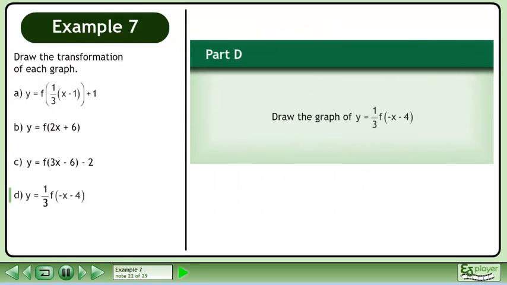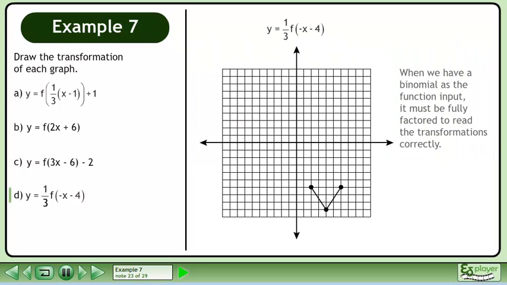In part D, we'll draw the graph of y equals 1 over 3 times f of negative x minus 4. When we have a binomial as the function input, it must be fully factored to read the transformations correctly. Factor out negative 1 from the binomial within the function. This gives us y equals 1 over 3 times f of negative x plus 4.